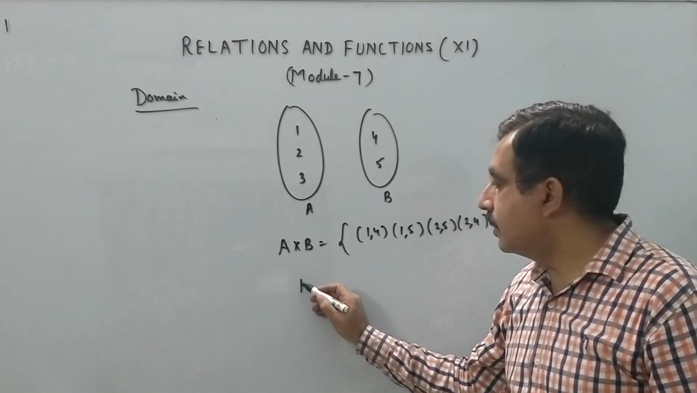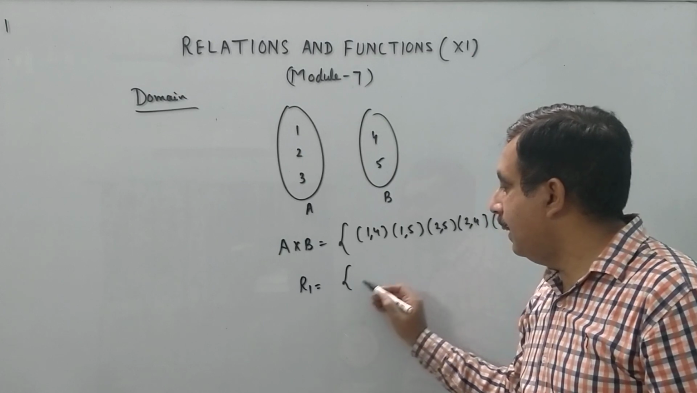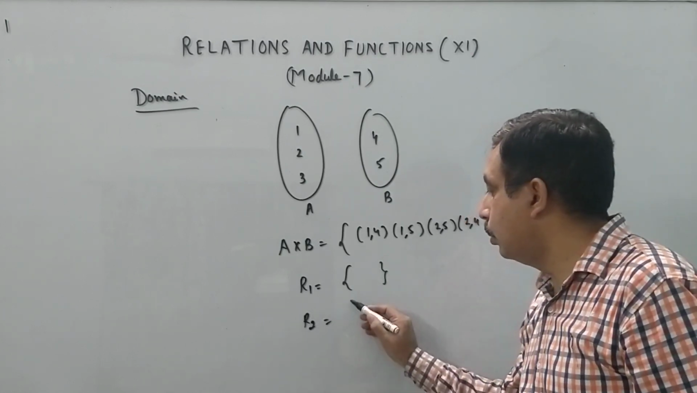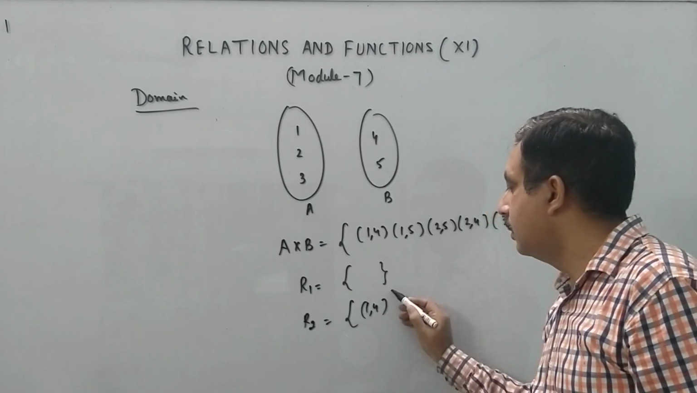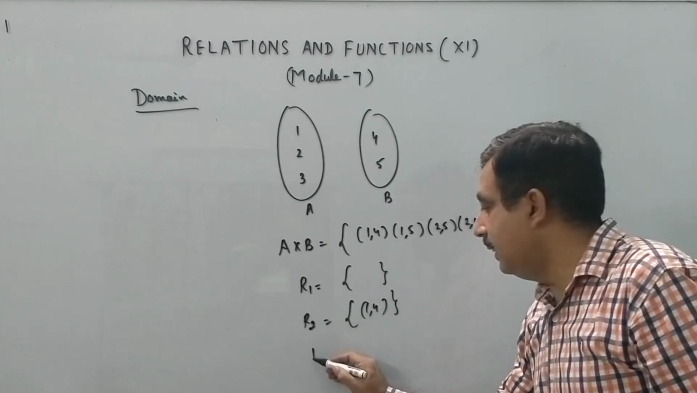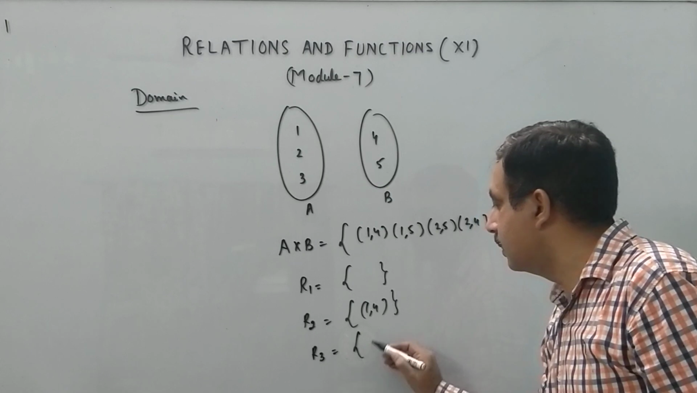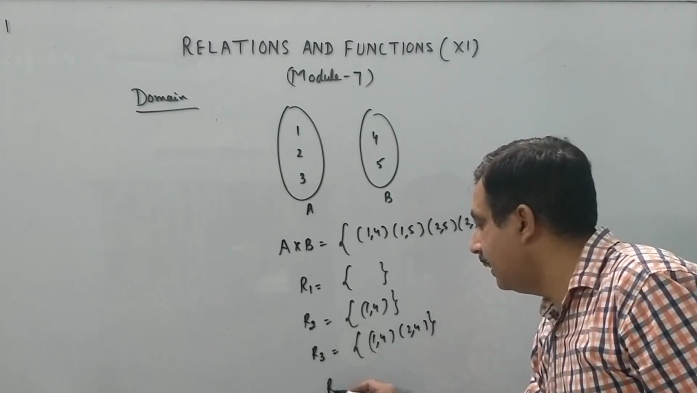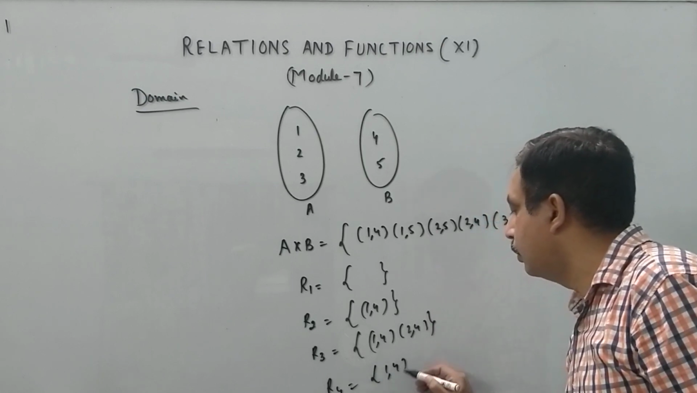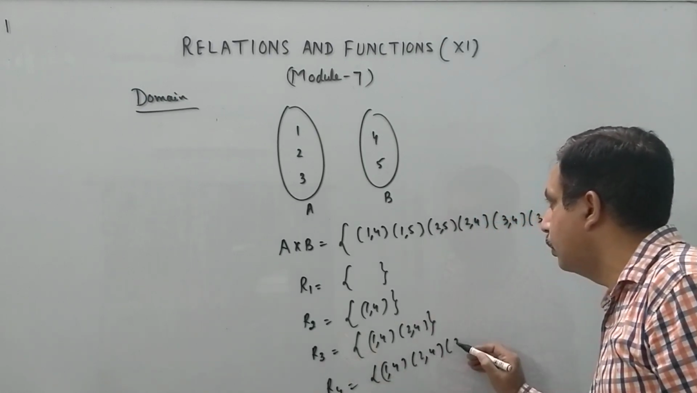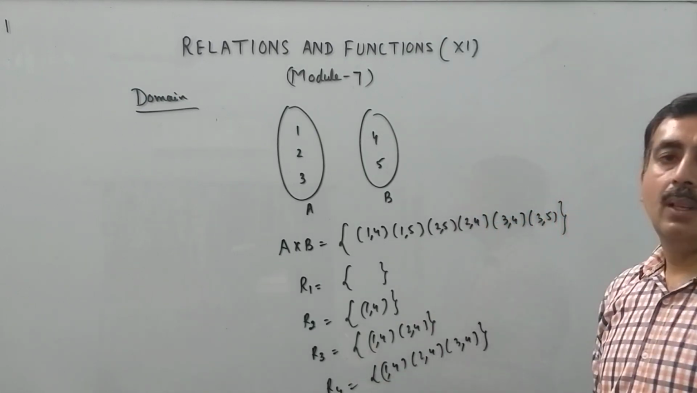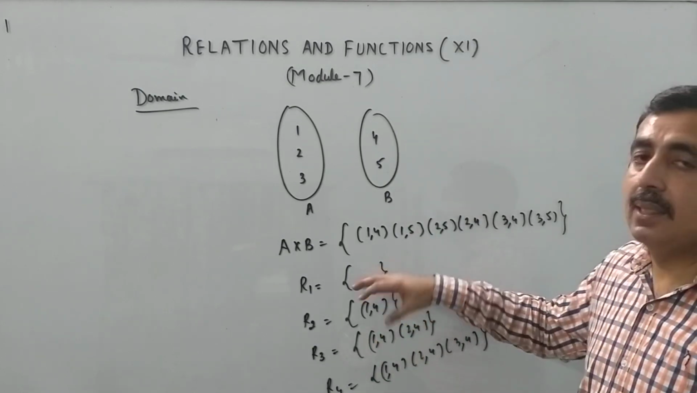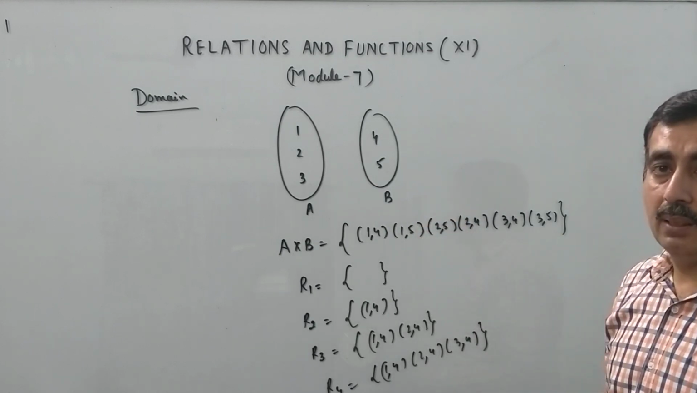Now what are the relations? Relation may be the empty set. Relation may contain only one element from the Cartesian product. Relation may have 2 elements, (1,4), (2,4). It may have 3 elements, (1,4), (2,4), (3,4), like this. Or relation may have all the elements, because relations are subsets of A cross B.